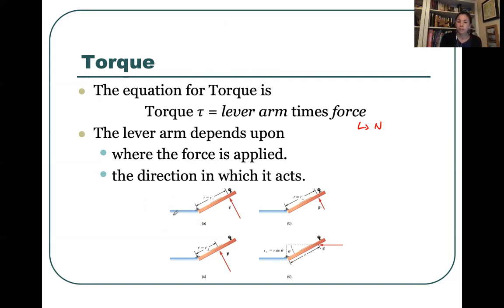applied. So we have some examples over here, and you can see that we have an object that can rotate around this point over here. And we have 4 different scenarios. We are pushing here fairly far from this axis of rotation with a fairly strong force. In this case, we push perpendicular to the surface. So our lever arm is going to be this distance here between where the force is applied and the axis of rotation.